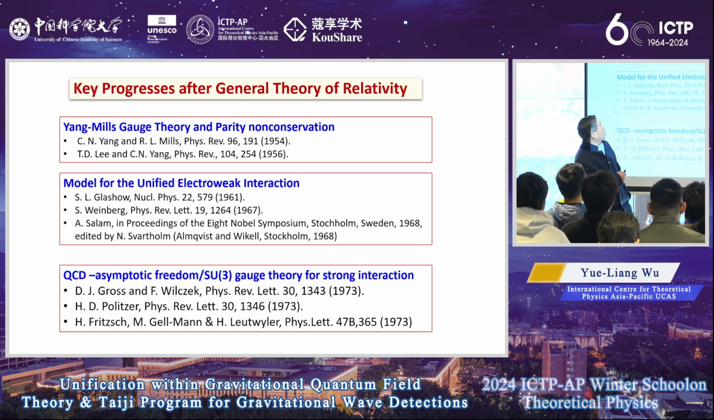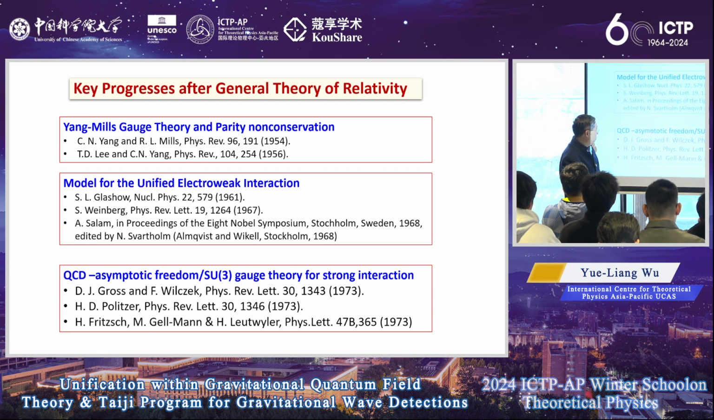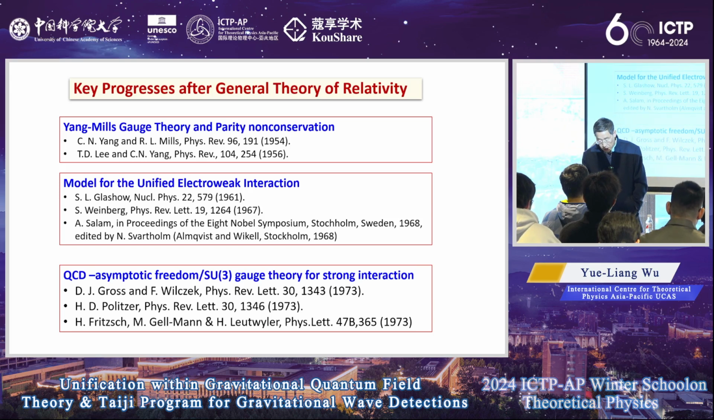And then we have the Yang-Mills gauge theory and the parity non-conservation, which gave the basic framework to establish the electroweak interactions. It's like Glashow, Weinberg, Salam, the Yang-Mills, and T.D. Lee and Yang and the Wu experiment, and then to quantum chromodynamics for strong interactions. And for the asymptotic freedom and also three colors, the contributions from David Gross, Wilczek, Politzer, and like Fritzsch, Gell-Mann and so on. So that's a lot.